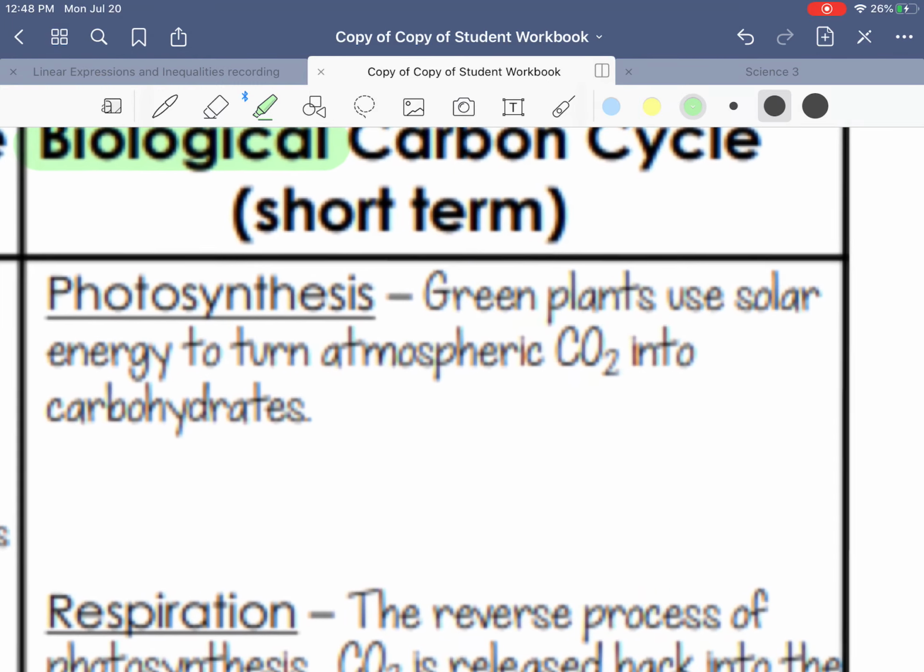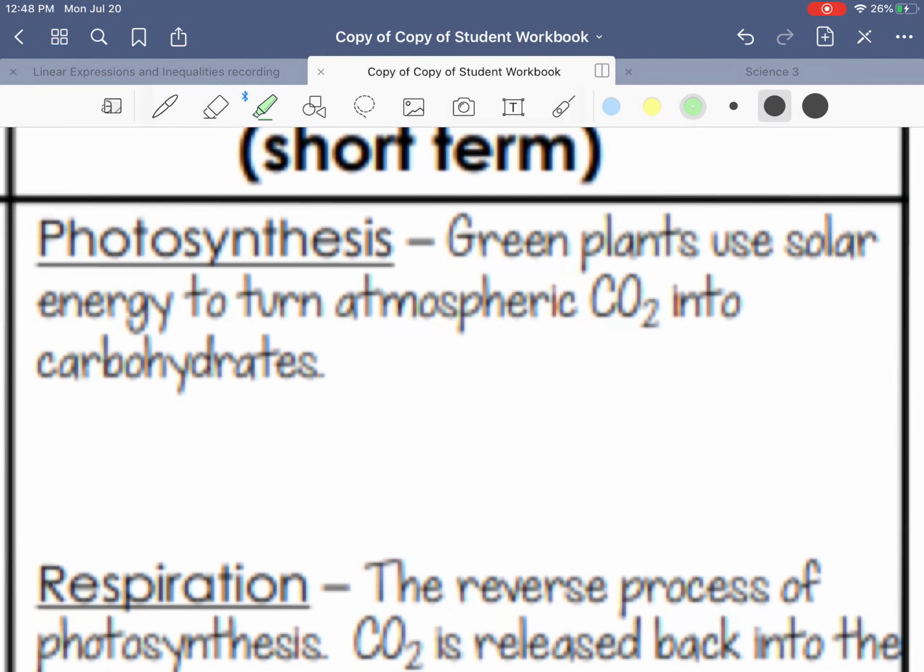The first one of them is so important. It is the process of photosynthesis. Photo means light, and synthesis means to create or to make. In photosynthesis, this is a process in which green plants use solar energy, or energy from the sun, to turn atmospheric carbon dioxide into carbohydrates.